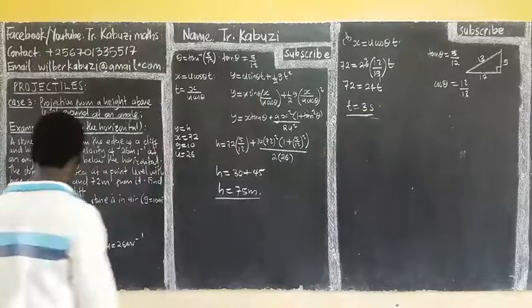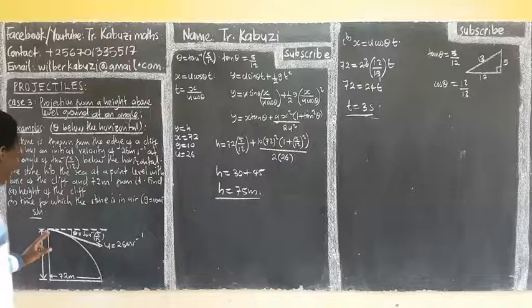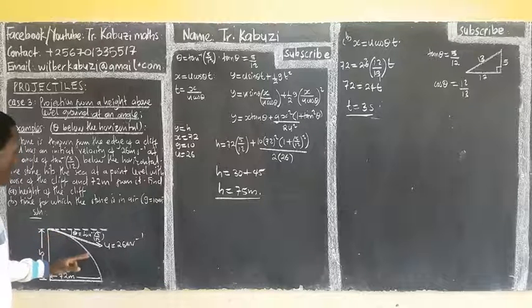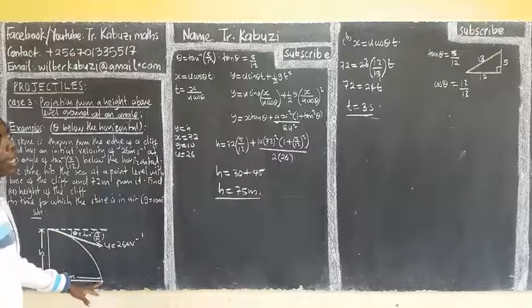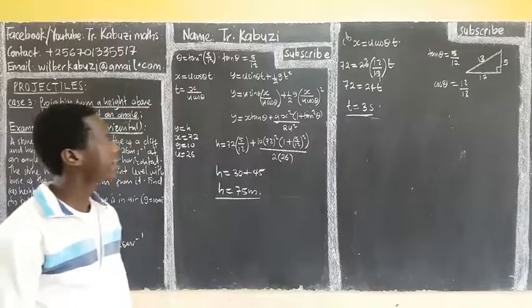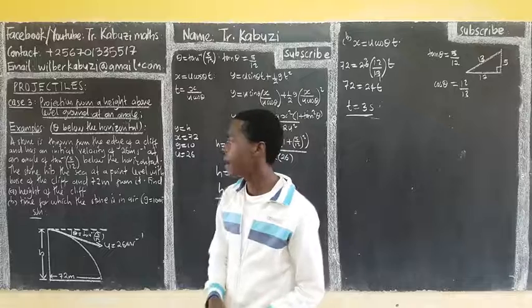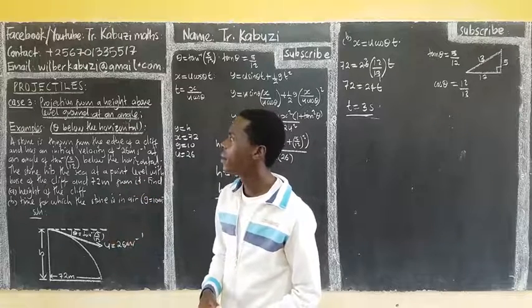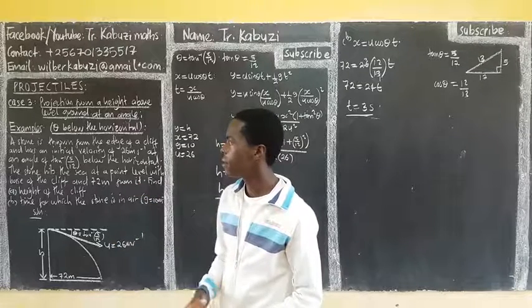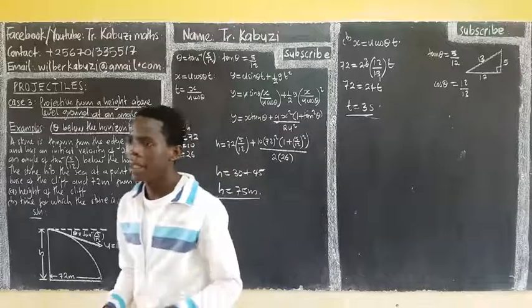Meaning, the time it spends in the air from here until it reaches here would be 3 seconds. So, that's how we handle that. We are going to see more examples about the angle below the horizontal, then we'll go to the angle above the horizontal. See you there.